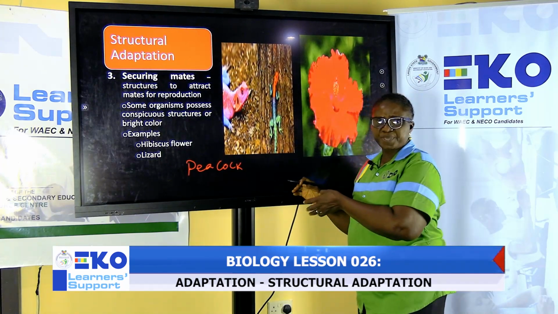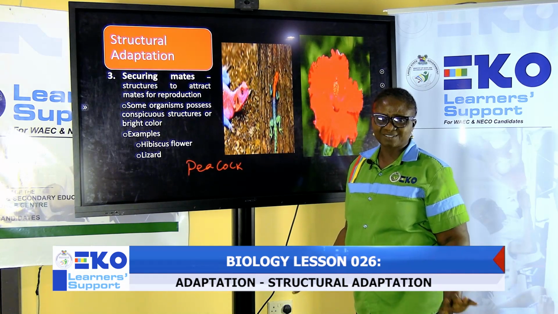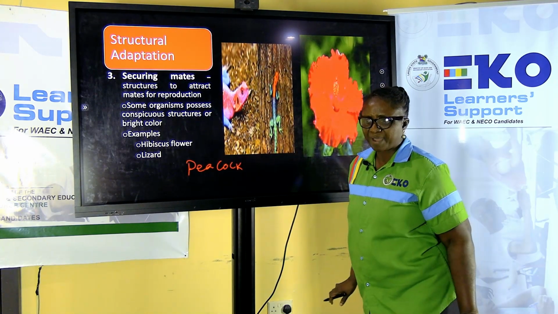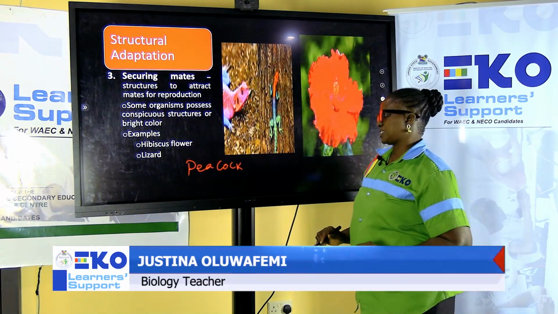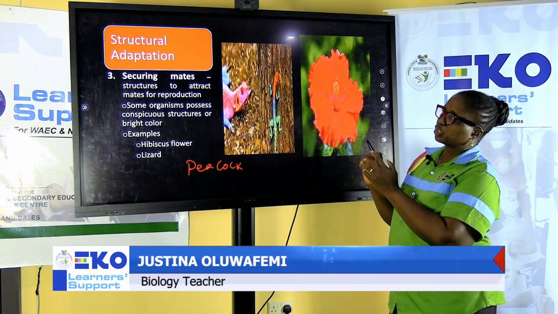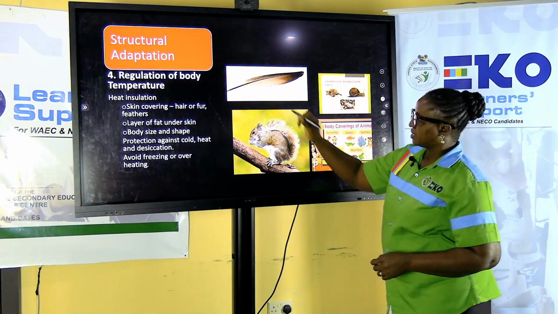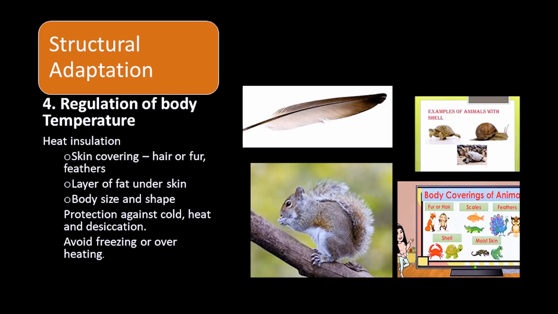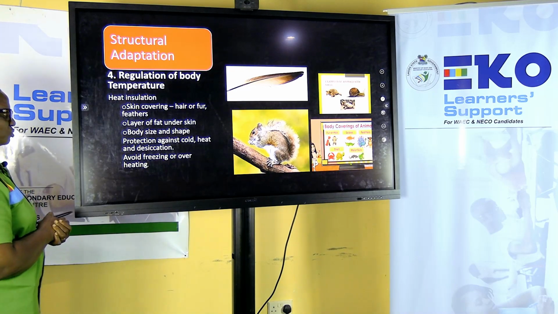When a peacock locates a peahen, how does it attract it? It will do a kind of dance, turn its back up, and all the beautiful feathers, the feathers with the beautiful colors, will be displayed. That is another way by which an organism is adapted structurally to secure a mate. We have structural adaptations for regulation of body temperature. Features that enable organisms to regulate their body temperature. Why? They need to do certain things against heat, insulation. What and what do they use?